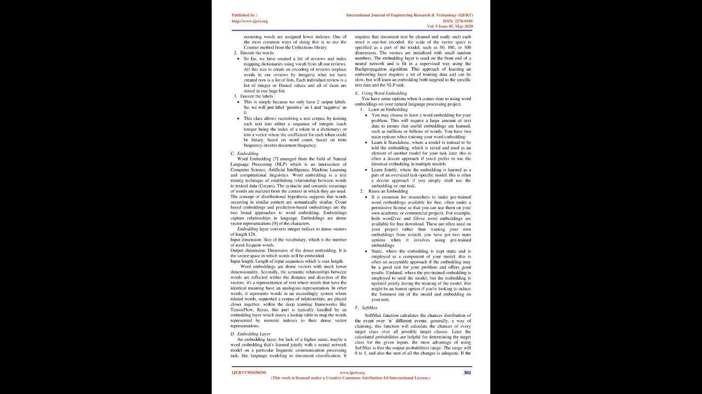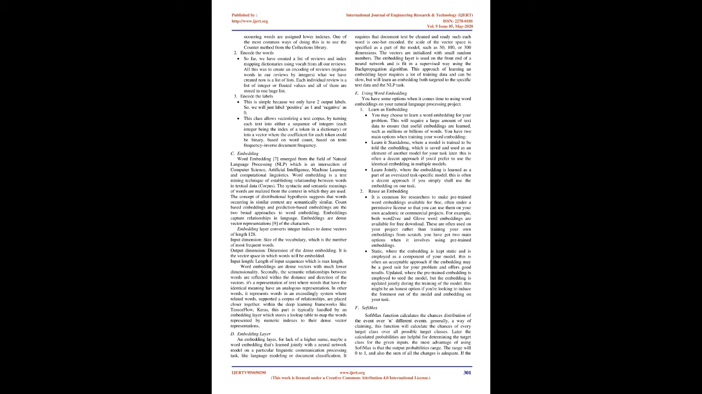Secondly, the semantic relationships between words are reflected within the distance and direction of the vectors. It's a representation of text where words that have the identical meaning have an analogous representation. In other words, it represents words in a system where related words, based on a corpus of relationships, are placed closer together. Within deep learning frameworks like TensorFlow and Keras, this part is typically handled by an embedding layer which stores a lookup table to map the words represented by numeric indexes to their dense vector representations.